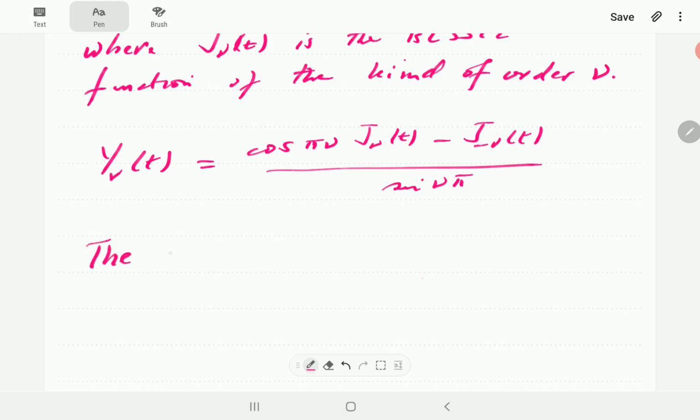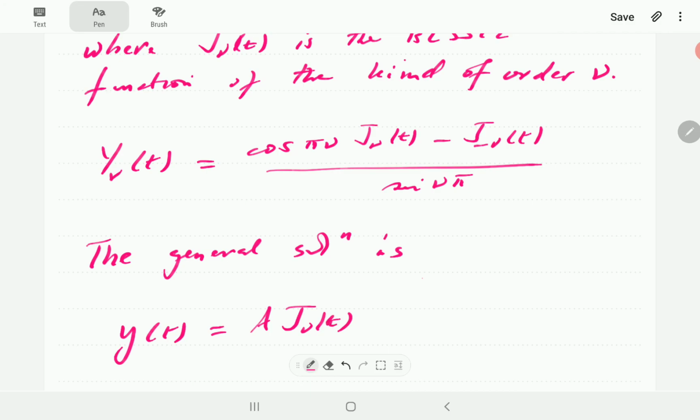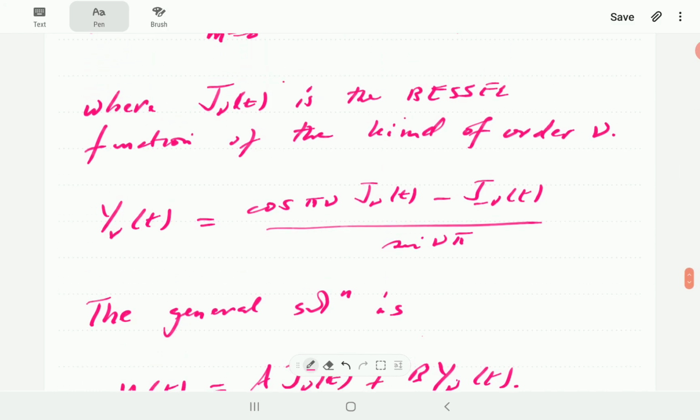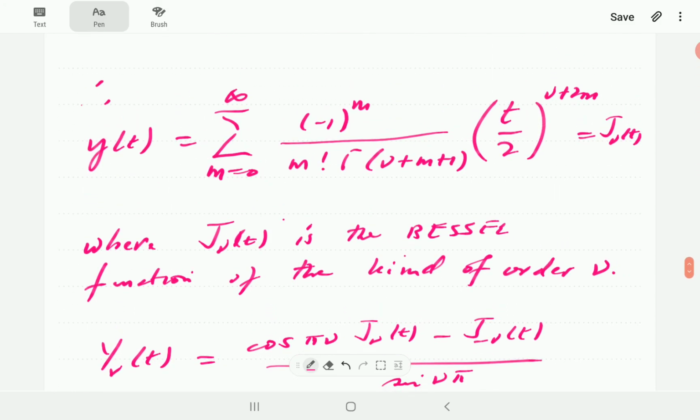So then the general solution of the ODE 1 is given as follows. The general solution y of t is going to be a times the Bessel function of the first kind plus b times the Bessel function of the second kind, where a and b are arbitrary constants. So yeah, this derives the series definition of the Bessel function.